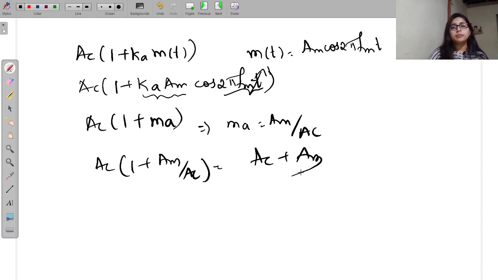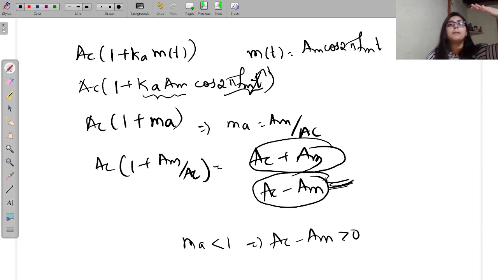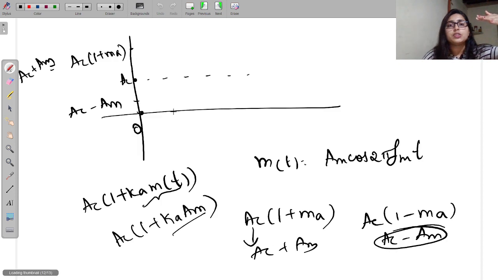So that is one thing. Another one is when cos 2 pi FMT is equal to minus 1. So that time you will be getting AC minus AM. So this is the maximum value, this is the minimum value of the envelope. So for MA less than 1, I said AC minus AM is greater than 0. That means minimum value of the envelope should be above the 0 line. That means should be above here.